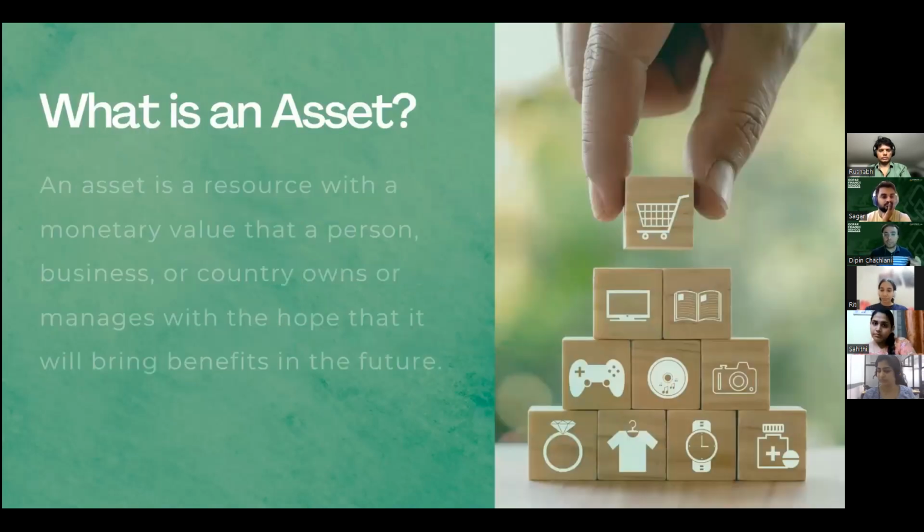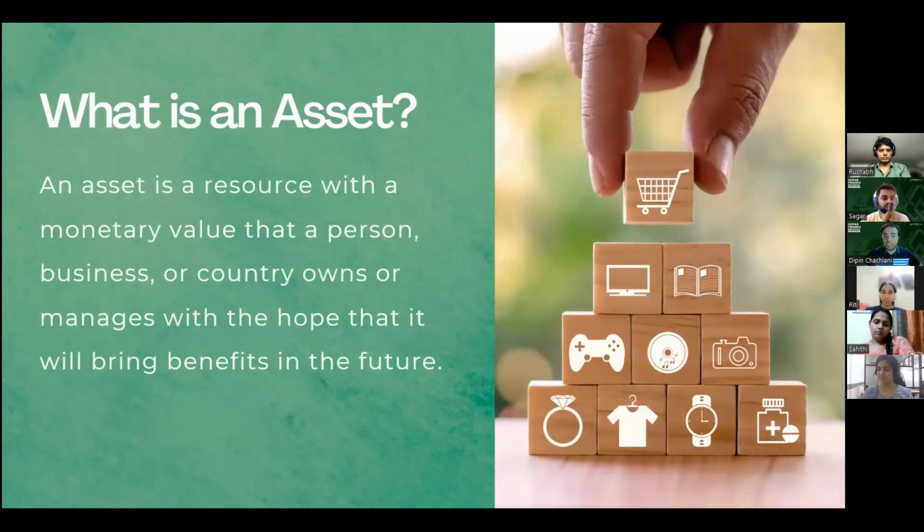And when we speak of what an asset is, what does it exactly mean? Since we'll be studying asset classes and asset allocation, it is pretty important that we have the definition right. So assume that you have one share of Reliance Industries, right? An asset is a resource with a monetary value that a person, business, or a country owns, with the expectation that it will bring benefits in the future.